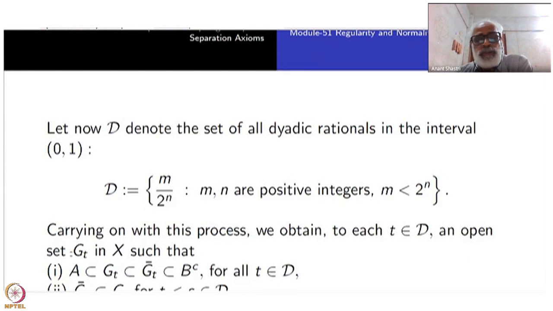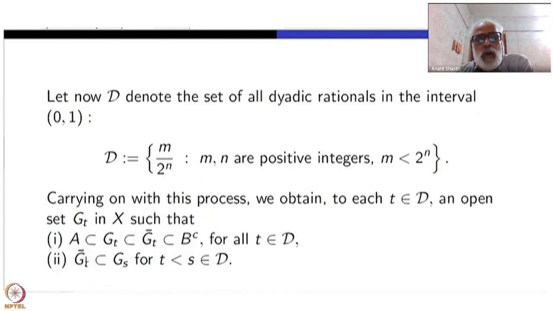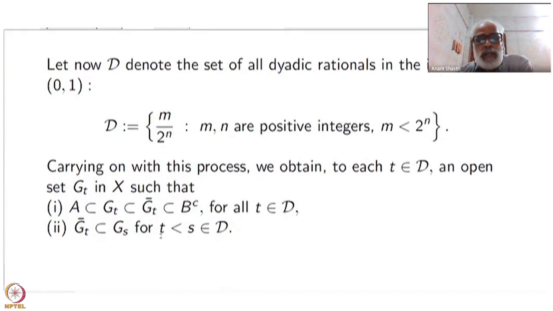Okay, so all these new open subsets of X are indexed by this set. So what is the property? All of them are neighborhoods of A. A is contained inside G_t. G_t is contained inside G_t bar. G_t bar is always contained inside B complement. So this much is obvious. But more than that, between G_t and G_s, what is the relation? As soon as t is smaller than s, G_t bar will be contained inside G_s.